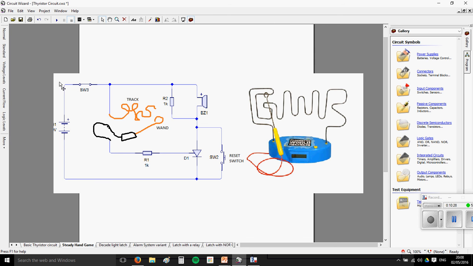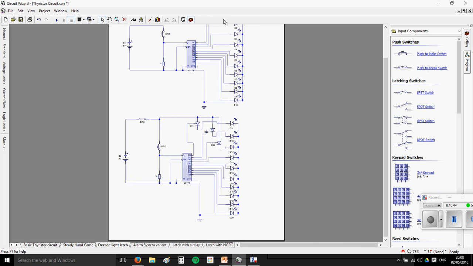So for those of you at Collingwood, this was the circuit you made in Year 7 for the steady hand game. You probably didn't realise it because you were too small and little then to understand what was going on. Bless you. Remember when you all used to be cute? No, I don't either.